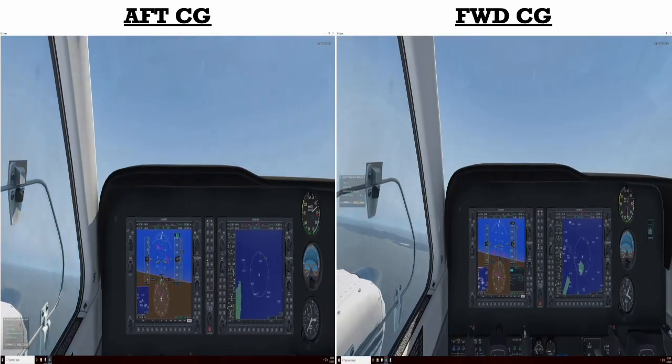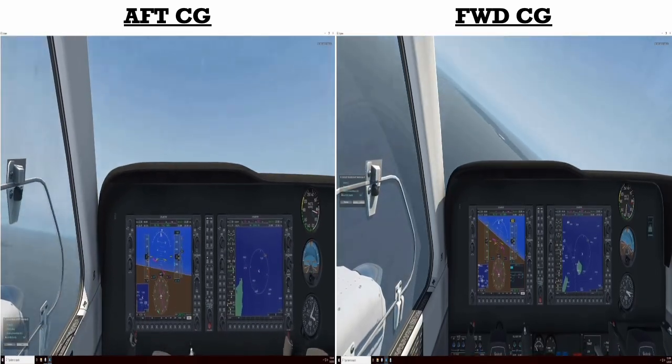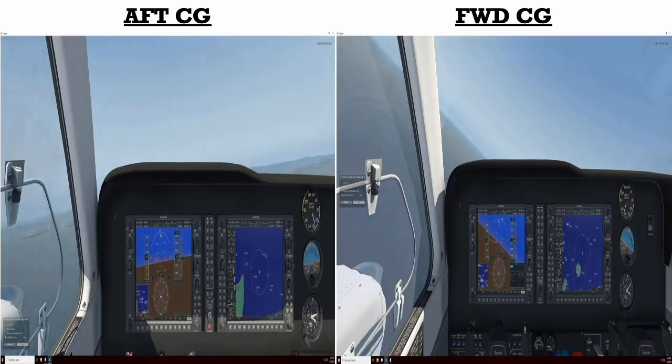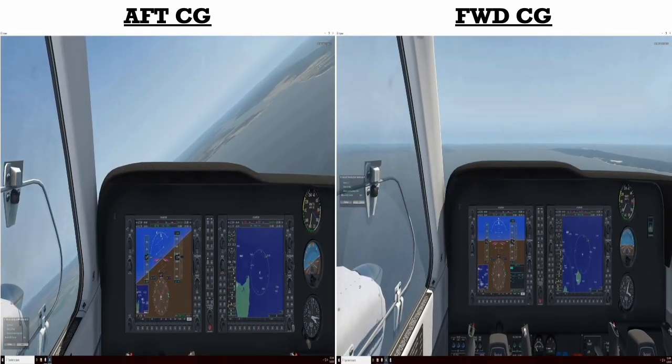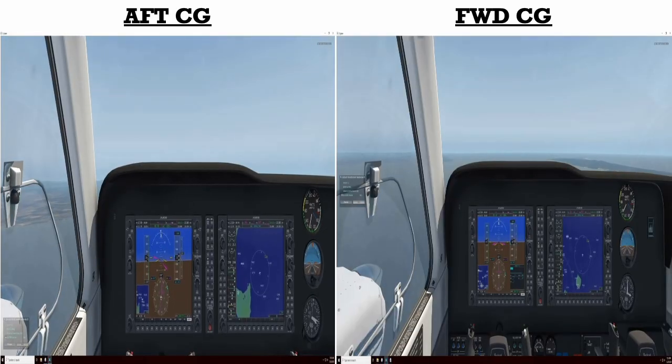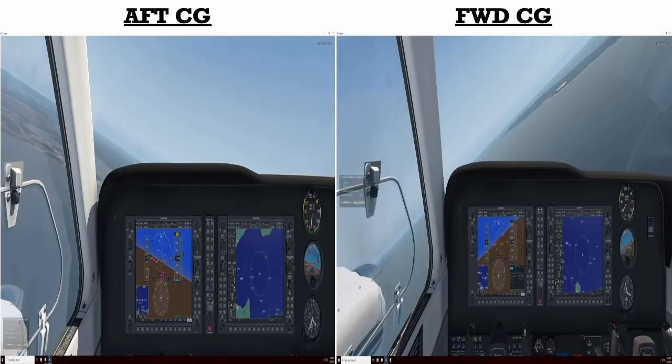On the left side of the film, the minimum CG trial is seen. On the right side, the maximum CG trial is seen. We examined recovery speed, oscillation behavior, and pilot effort to demonstrate how center of gravity placement affects aircraft stability and control. This is demonstrated in the videos shown on screen.